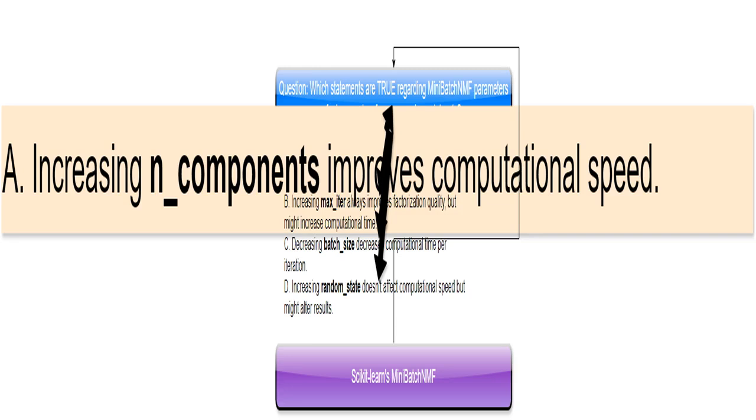I'm looking at the max_iter parameter, which sets the maximum number of iterations the algorithm runs. Increasing it usually improves the quality of the factorization, but it always comes with increased computational time. More iterations mean more processing. It's a trade-off between quality and speed.